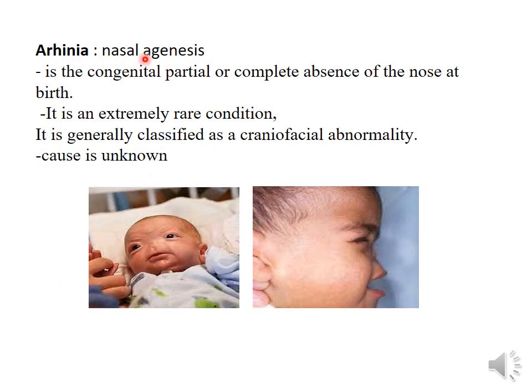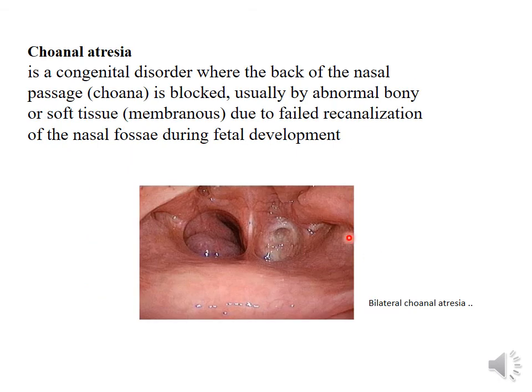Arhinia, which means nasal agenesis, is the congenital partial or complete absence of the nose at birth. It's a rare condition, generally classified as a craniofacial abnormality, and the cause is unknown. You can see in this figure a newly born baby, and this picture also, a lateral profile.